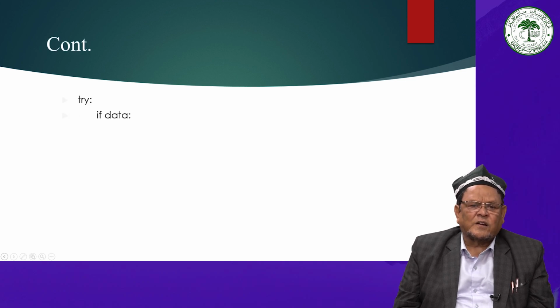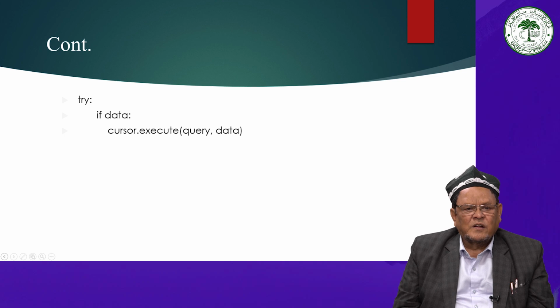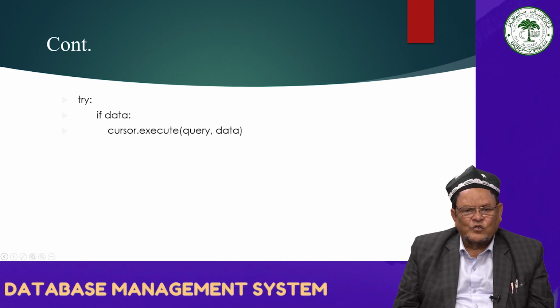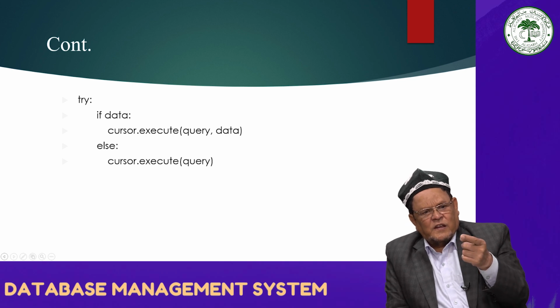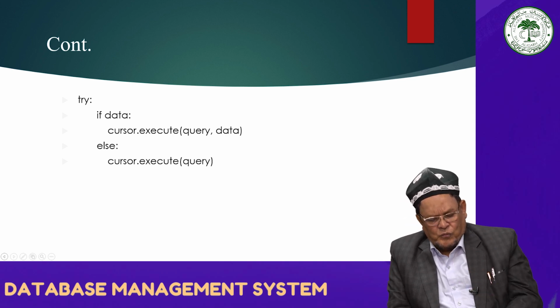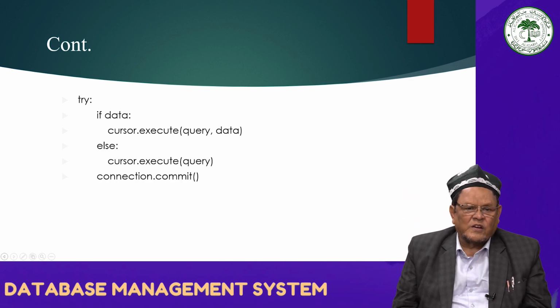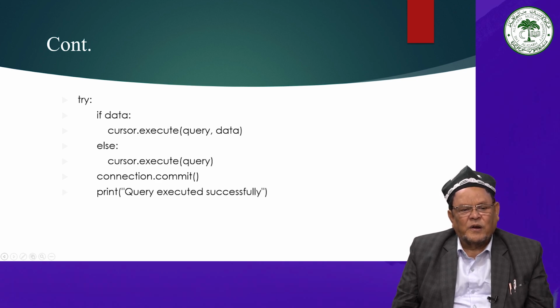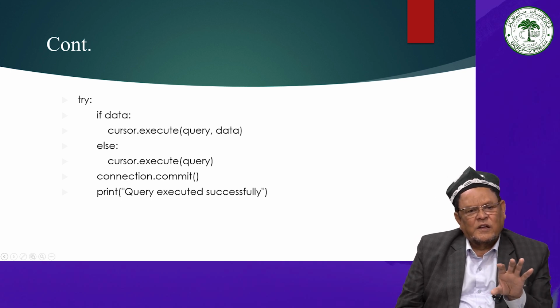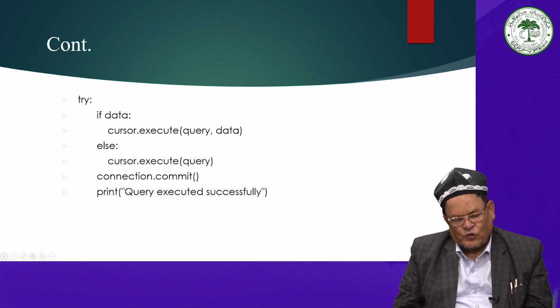Then you also have to write a try: if data, cursor.execute within bracket query and data, else cursor.execute query. If data and query are entered, then it will go through till the connection is committed, and then it will print query executed successfully. In this way, it will display the query successfully.